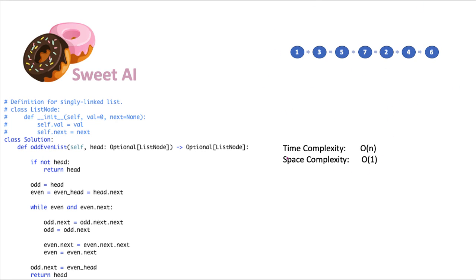reordered linked list. We did this in linear time complexity, as you see here. We did it with just one iteration, and we also didn't use any extra space other than just storing these nodes in these variables. Thank you.